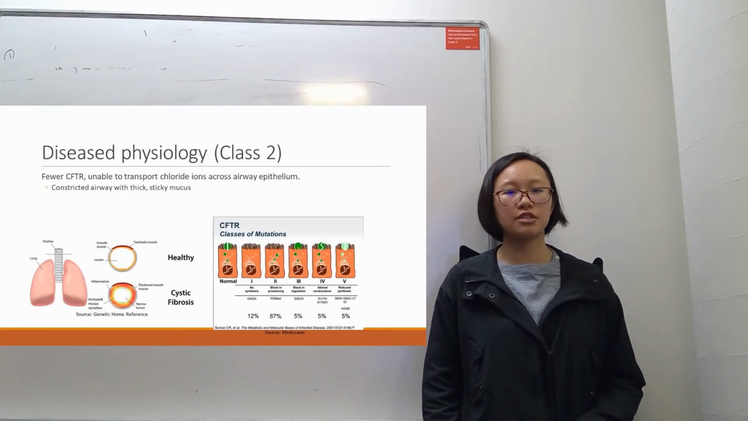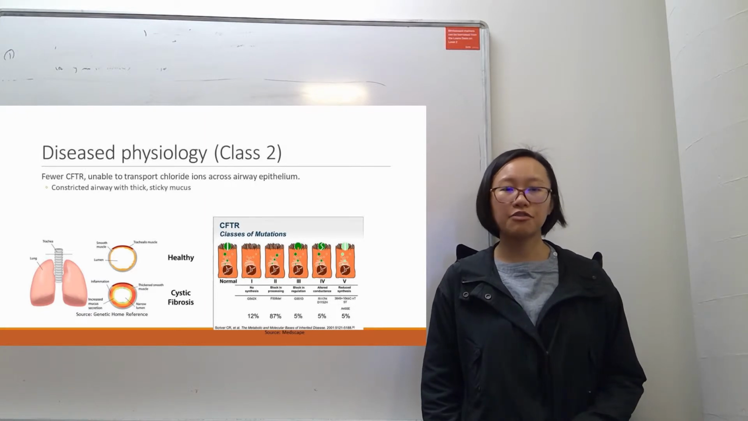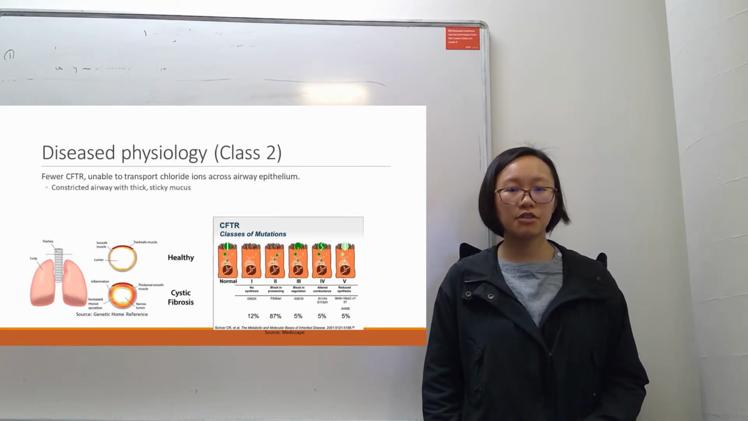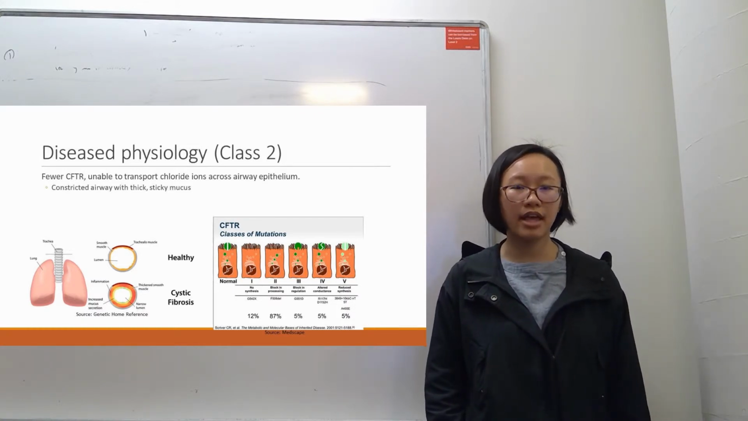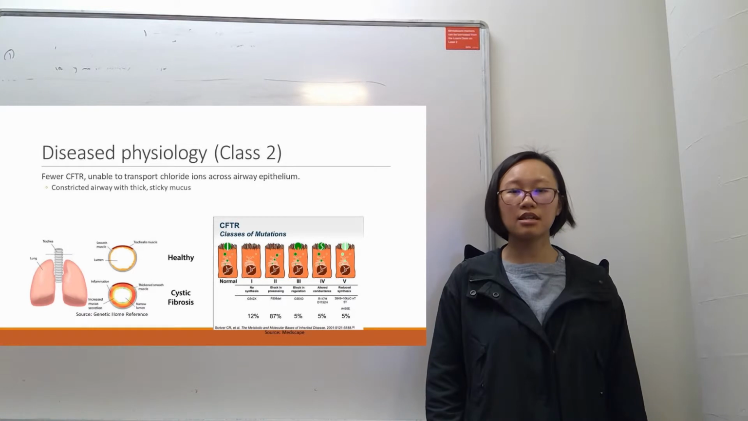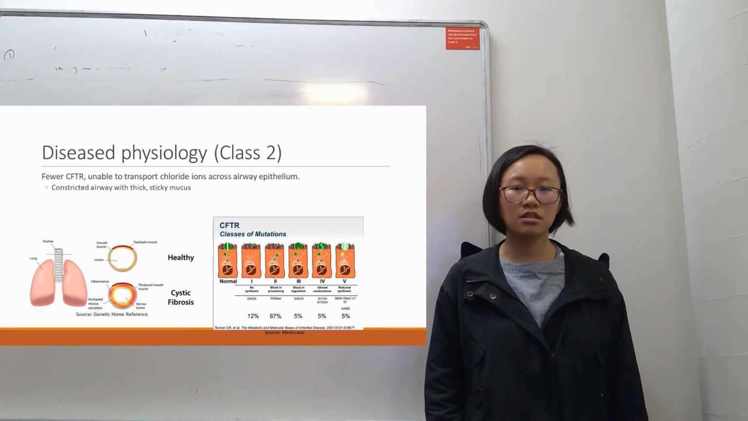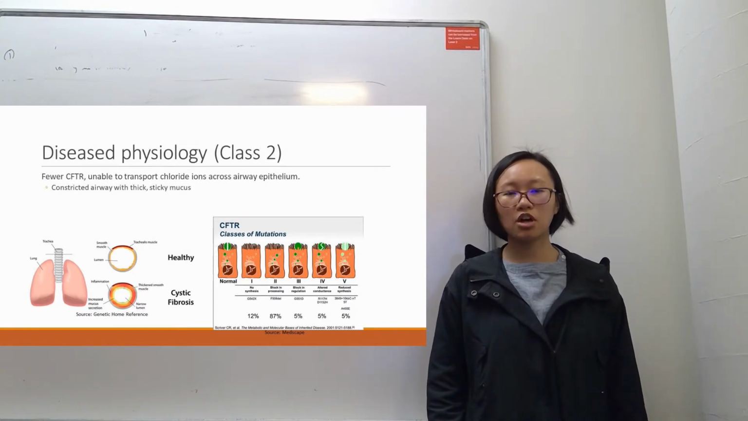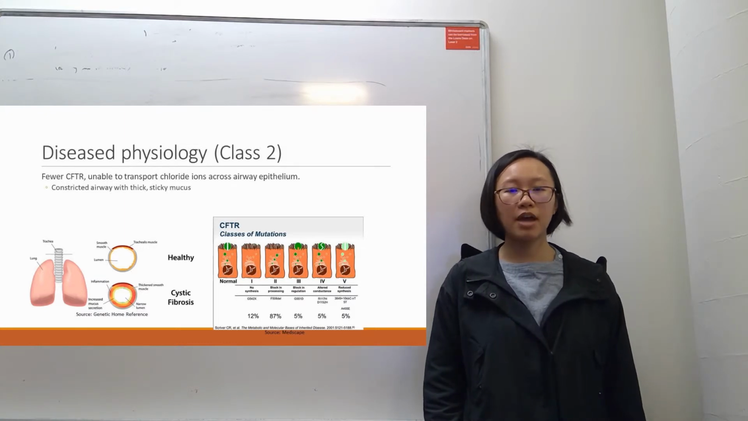So for the disease physiology of CFTR channels, they present fewer CFTR channels, unable to transport the chloride ions across the airway epithelium, resulting in a constricted airway with thick, sticky mucus. But compared to the normal ones, what happened?